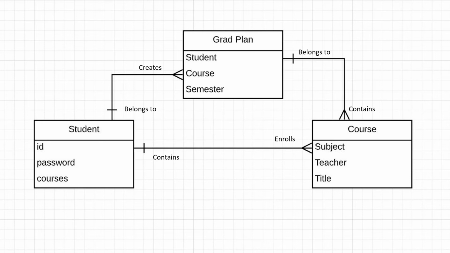The student creates one or many grad plans. The grad plan belongs to one student. The grad plan contains many courses, and the course belongs to one grad plan, while the student enrolls in one or many courses, and the course belongs to one student.